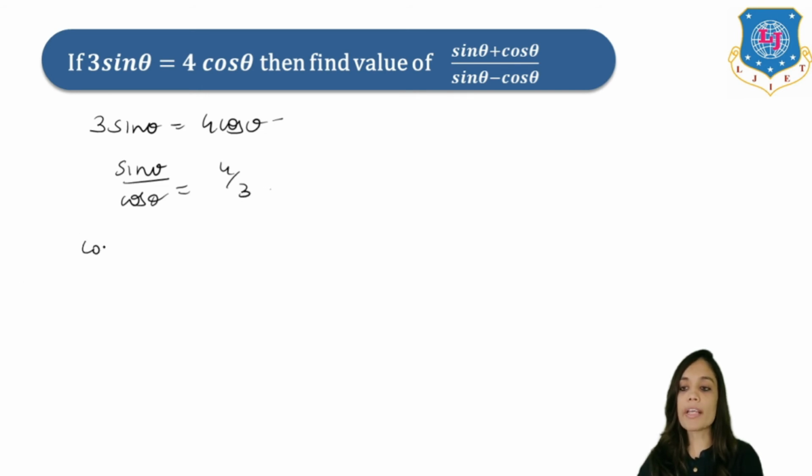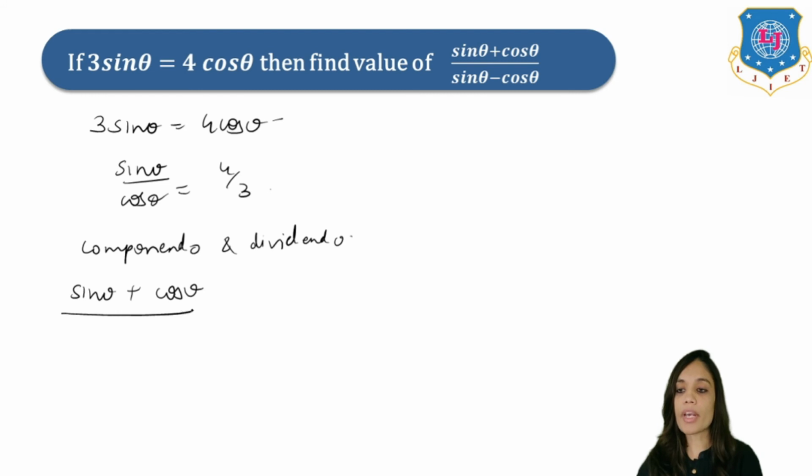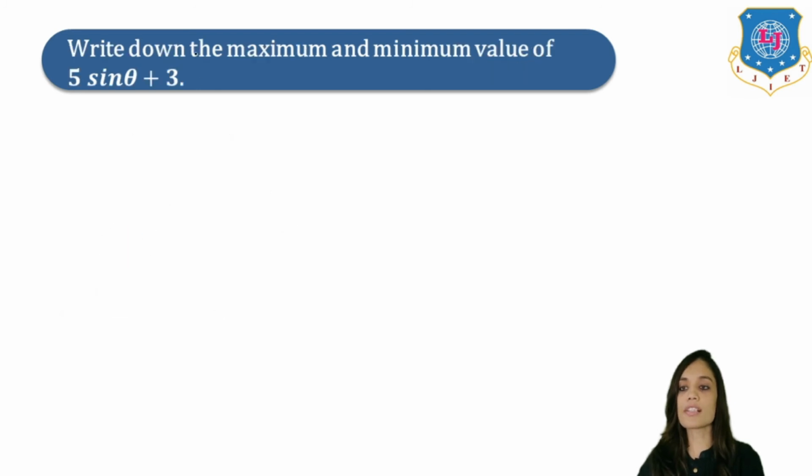Now I will apply componendo and dividendo. Means what I am showing you. So I will add in the numerator, right, and subtract in the denominator. Now a similar process will apply on the right side. So here it will be 4 plus 3, 4 minus 3. So the final answer is 7, right? So we have got the answer of the required example. Now let's go to the next example.